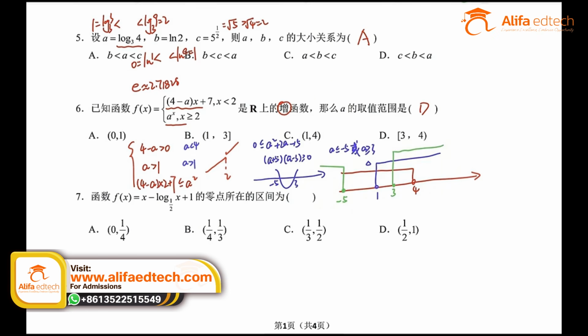It's roughly like this. You need to find the part where all 3 colors overlap. That would definitely be just this part, right? So this means it's greater than or equal to 3 and less than 4. Okay, next is a test of the zero-point existence theorem.